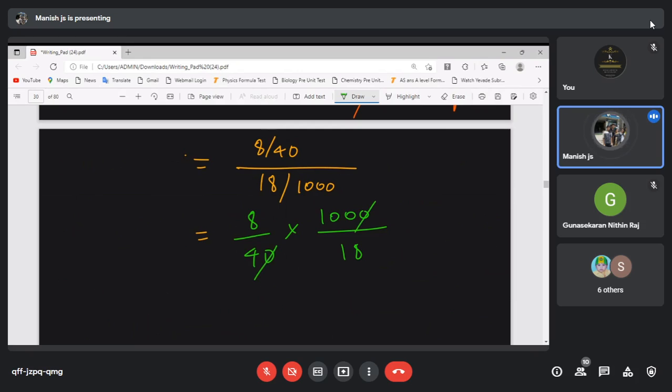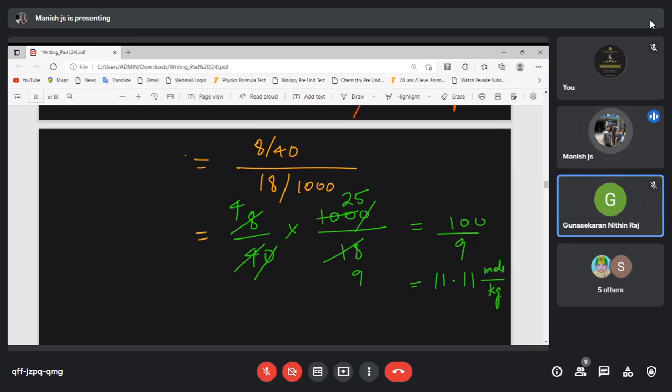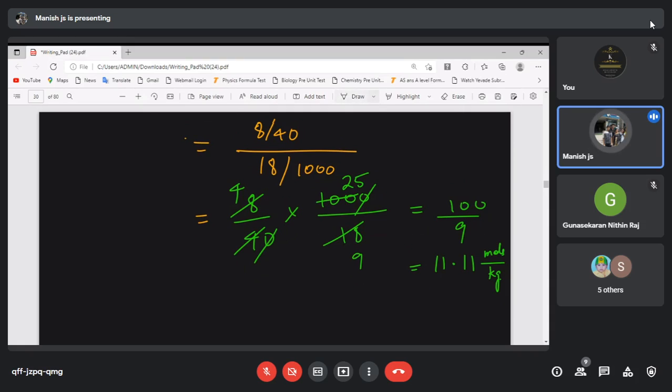So the 10 and 10 you can directly cancel. 4 ones are 4, 4 25s are 100, and 18 and 8 also go for a simple cancellation. 9s are 2, 4s are right. So we get 100 by 9, and we simplify it: 11.11. What is the unit of molality? The unit is moles per kg, because below we converted grams to kg, and above we had the number of moles. So the unit of molality is moles per kg.